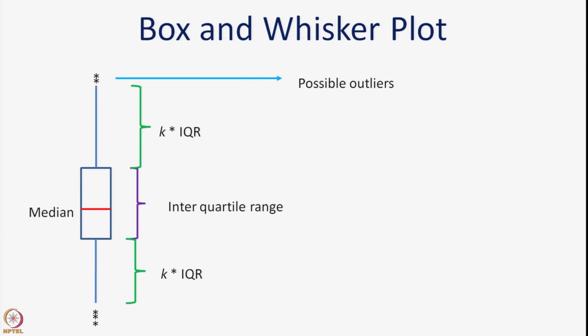Box and whisker plot. This is one plot which gives away a lot of information. As the name says, there is a box and there are whiskers attached to it. You see, there are the whiskers and this is the box. The box is made in this way. You have the interquartile range given here. So, if we understand that this is the minimum and this is the maximum value, then this is Q1. Remember, what is the interquartile range? It is Q3 minus Q1.